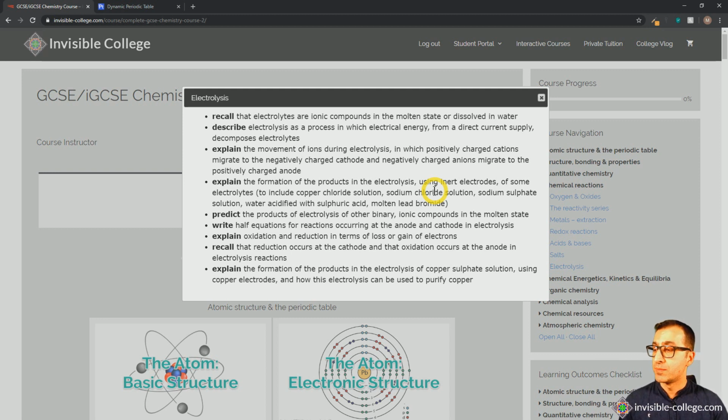So obviously, we are going to be revisiting the concepts of reduction and oxidation because, as we said before in the lesson on redox reactions, electrolysis is an example of a redox reaction because both reduction and oxidation are happening simultaneously. So we've got lots to get through. There are a number of different examples, including the electrolysis of copper sulfate solution and various others that we need to get through.